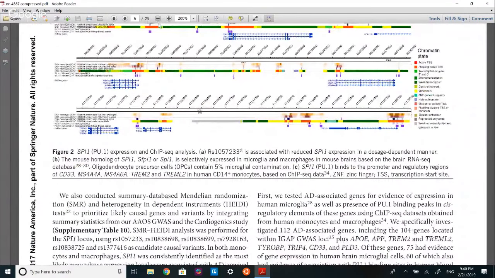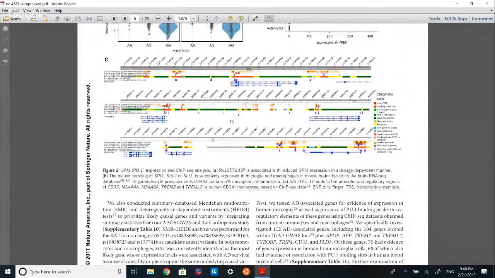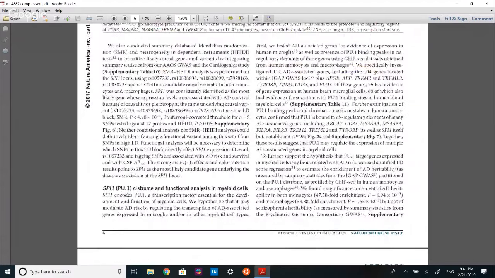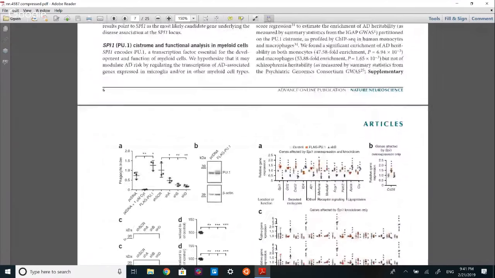This gives us really convincing evidence that PU.1 can be this master regulator that modulates the expression level of all these other microglial genes that are all known to play a role in Alzheimer's disease. And we provide in the text more information supporting this hypothesis.